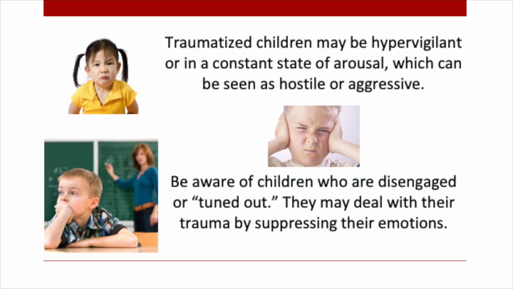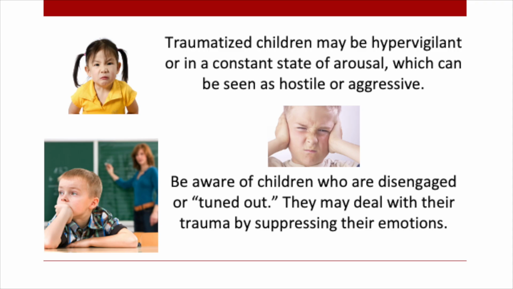Traumatized children may be hypervigilant or in a constant state of arousal, which can be seen as hostile or aggressive. If you think about the difficulty of running dual processes like staying safe and writing a paragraph or doing math equations, you can begin to see how challenging school can be for some children. Many studies have found that children who've experienced abuse often develop the ability to recognize facial expressions and emotional states in others with a high degree of accuracy.